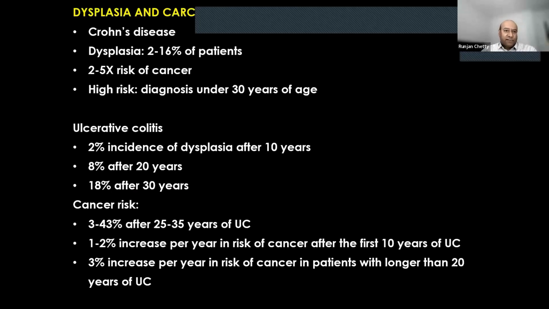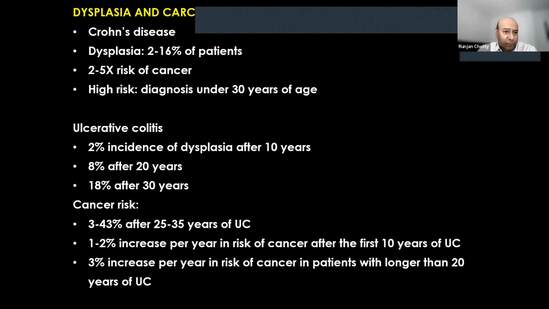Let's dispense with Crohn's disease initially. The incidence of dysplasia is less; it only occurs in 2 to 16% of patients. Patients with Crohn's disease have a 2 to 5 times risk of cancer over and above the non-IBD, general population. The patients who are particularly at risk are those under the age of 30, i.e. early onset inflammatory bowel disease or Crohn's disease, hence the longevity of the disease, which destabilizes the colonic mucosa, leading it to be more susceptible to developing dysplasia and carcinoma.